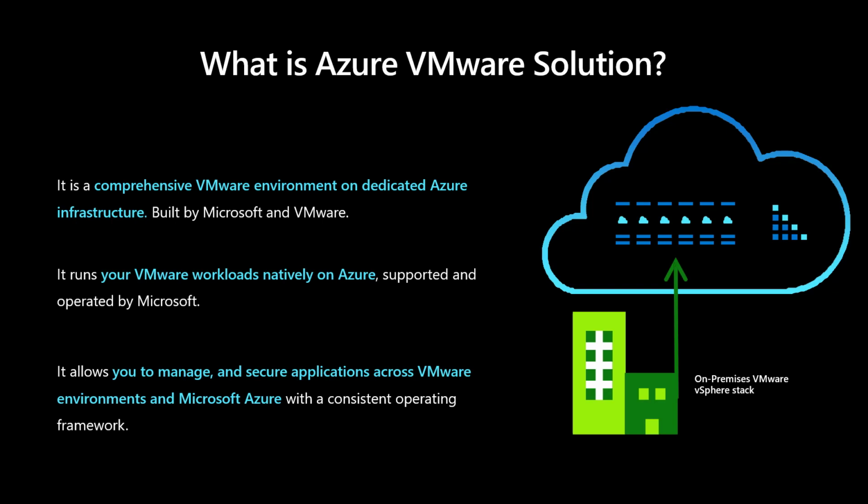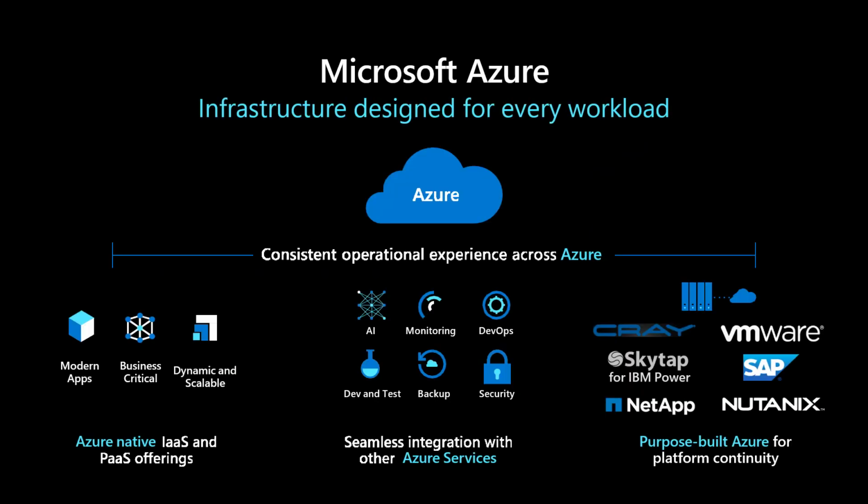Customers can now seamlessly run, manage, and secure applications across VMware environments and Microsoft Azure with a common operating framework. Customers will be able to capitalize on their existing VMware investments, skills, and tools, including VMware vSphere, vSAN, and vCenter, while using the scale, performance, and innovation of Azure. Azure VMware Solution delivers a VMware-based private cloud in Azure. These private clouds are built from clusters of dedicated bare metal hosts and are deployed and managed through the Azure portal. Clusters in private clouds are provisioned with VMware vSphere, vCenter, vSAN, HCX, and NSX software.